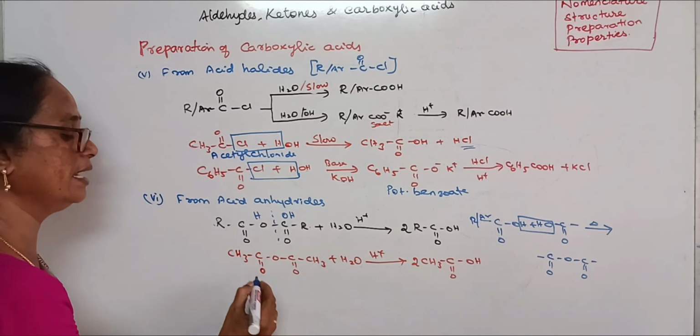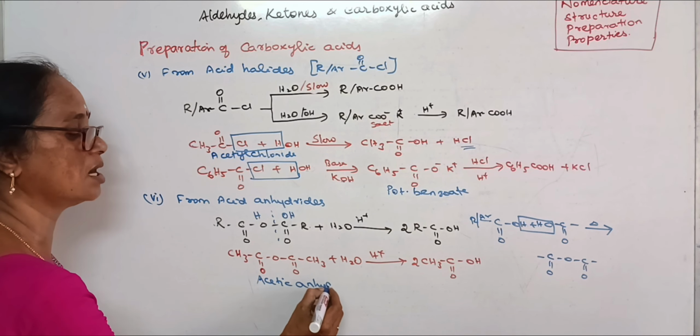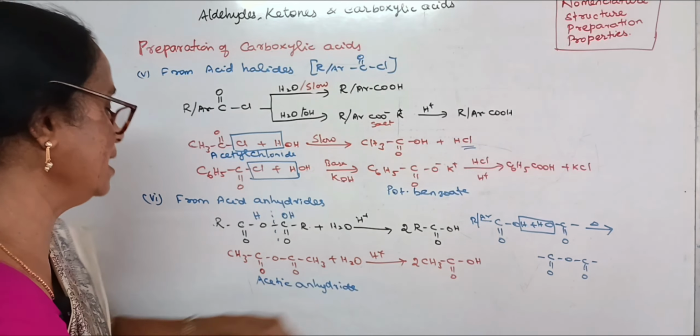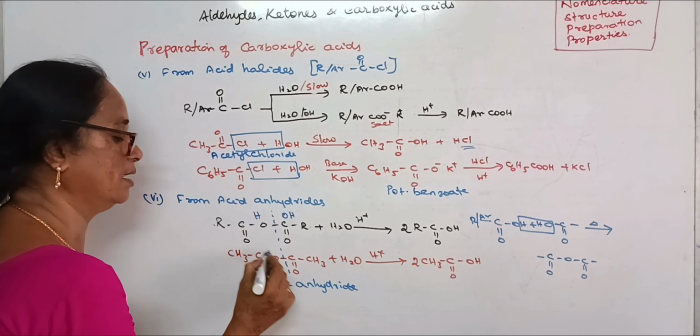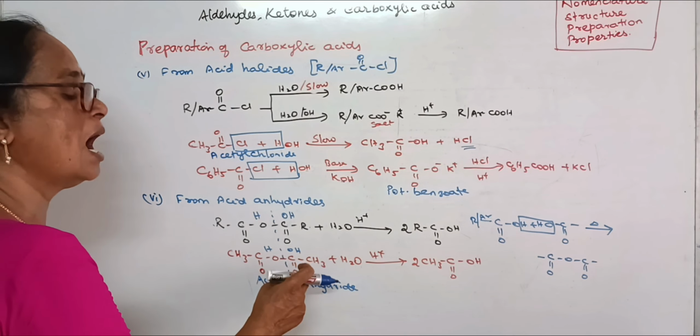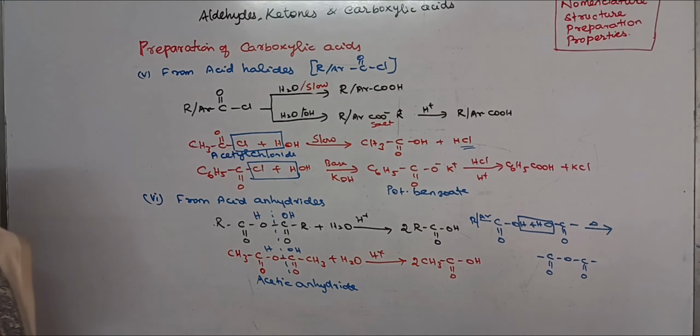Let us take an example, acetic anhydride. This acetic anhydride is also known as ethanoic anhydride. When it is hydrolyzed by water, once again you can share the HOH between the acetate part and the acetyl part. We will get two molecules of acetic acid.